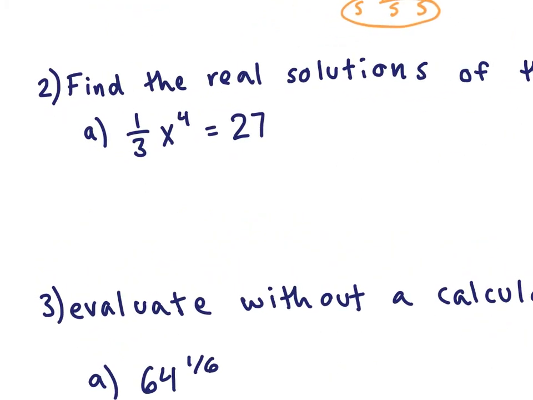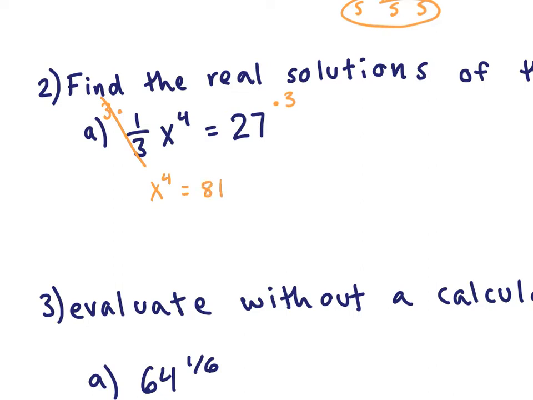So what should we do first here? So our goal is to get rid of that 1/3. We can divide both sides by 1/3, or we can just multiply both sides by 3, because that would be the same thing, dividing by 1/3 or multiplying by 3. So we're going to multiply both sides by 3. This will cancel out that fraction, so we have x to the 4th power on the left side. What is 27 times 3? 81.